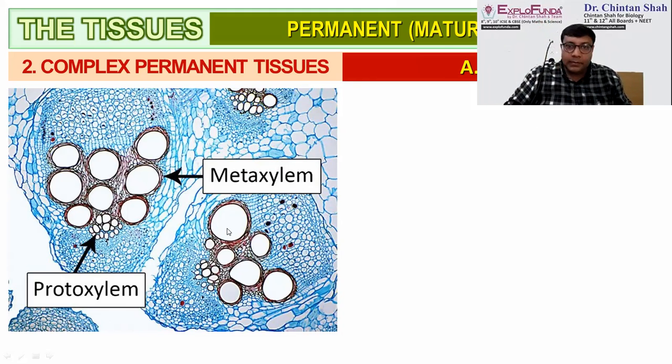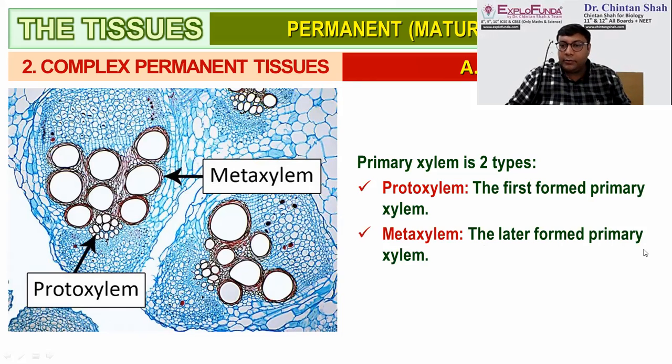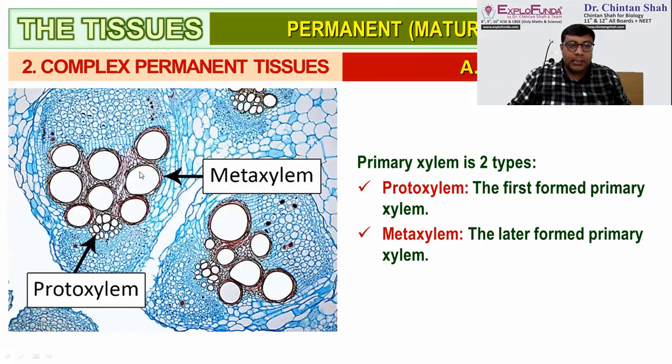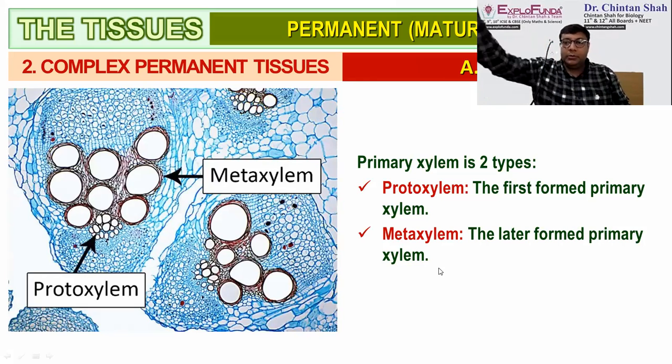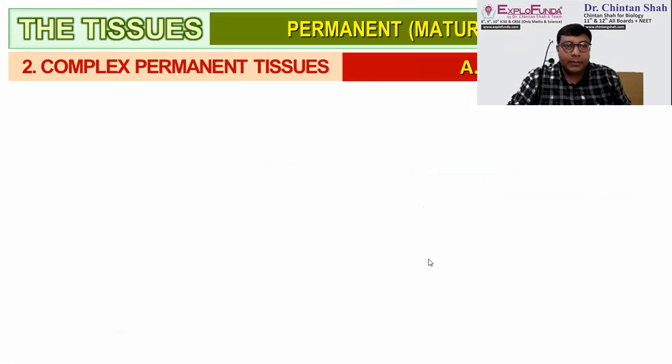The primary xylem is of two types. Protoxylem is the first formed primary xylem, and metaxylem is the later formed primary xylem. Are you getting this? Metaxylem has a much broader lumen because it forms later, and protoxylem has a very narrow lumen. Perfect.